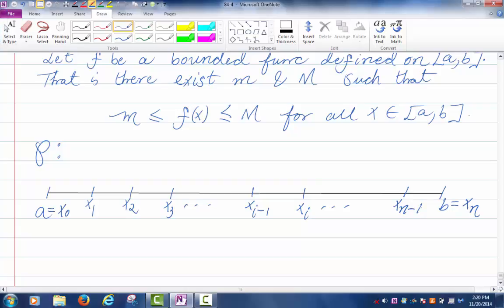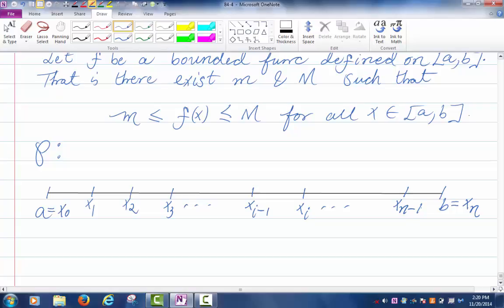x0 to x1, that's the first subinterval. x1 up to x2, that's the second subinterval, and so on. And xi minus 1 to xi, that's the ith subinterval. And then the last one would be xn minus 1 up to xn. So I'm picking an arbitrary partition of this interval.